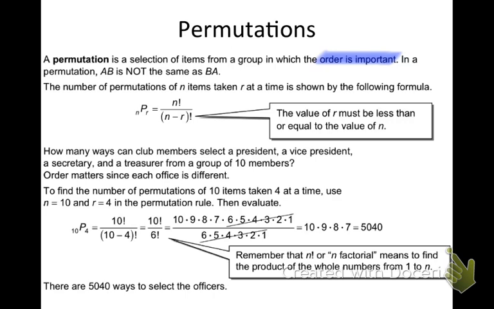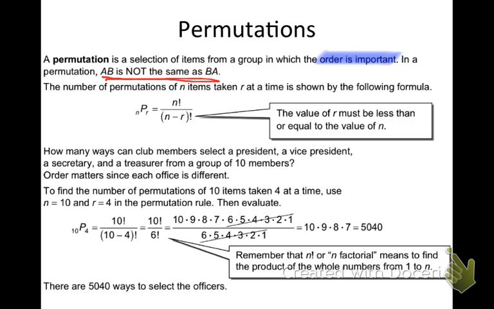Does it make a big difference if you're number 6 as opposed to number 7 in our school? Is number 6 in the top 10% and 7 you're not? So it makes a big difference. All right, order is important. That would be a permutation. In a permutation, AB is not the same as BA. Again, what that means is that the order is important.